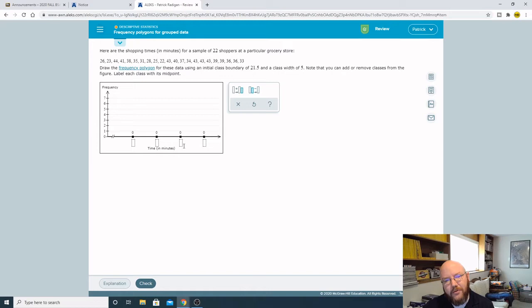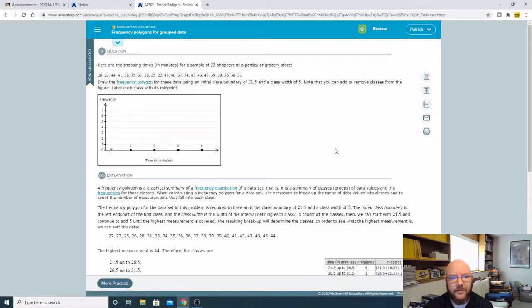When you run into this one, you're going to know it's different because when you grab these, you get a line instead of a bar. That's what we're going to create here. These are frequency polygons. Actually, I think this is the right one.